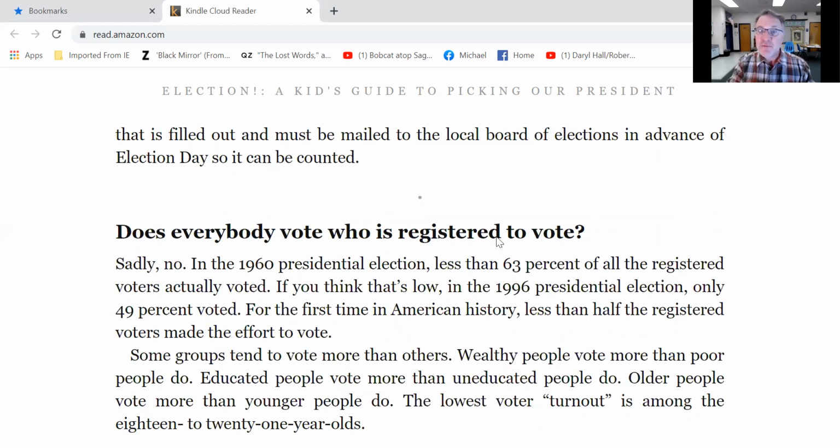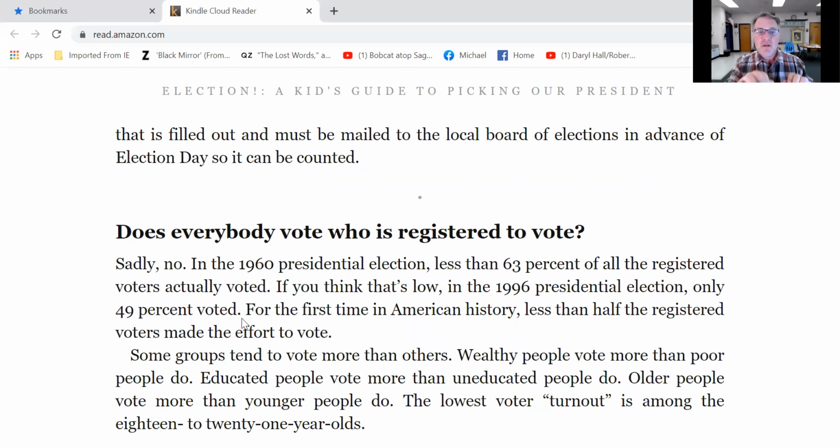Does everybody vote who is registered to vote? Unfortunately, no. In the 1960 presidential election, less than 63% of all the registered voters actually voted. If you think that's low, in the 1996 presidential election, only 49% voted. In other words, not even half of the people that were registered to vote bothered to vote. That's a big chunk of people. Imagine if that had been like 70%. Somebody else might have been elected.